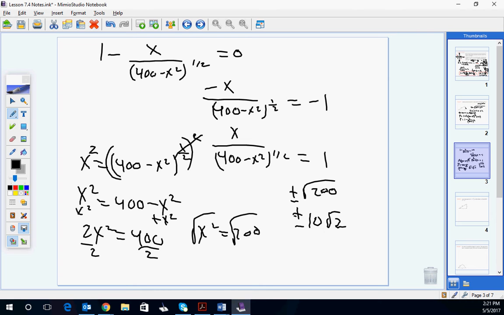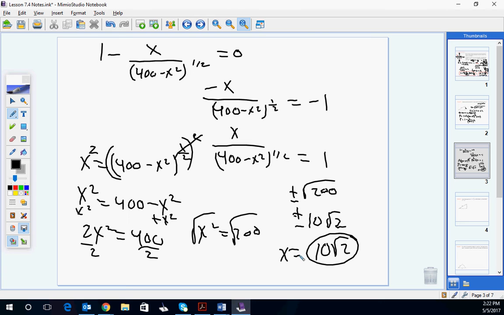Then we confirm with the concavity that it was the switch. I think I'll skip that for now. So 10 root 2 is the max for x. That's the biggest x we can have.